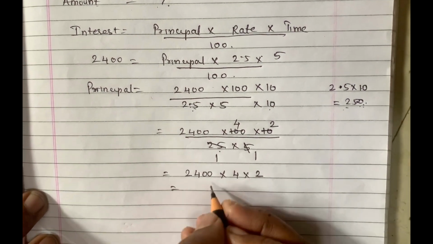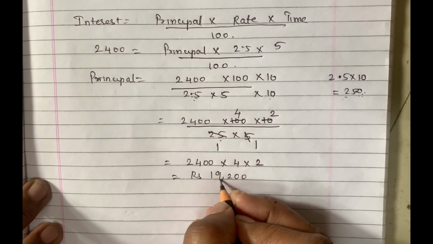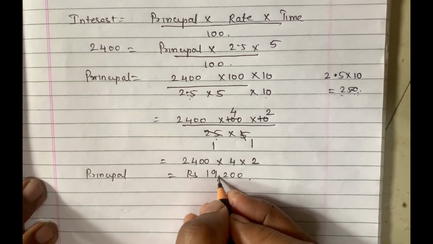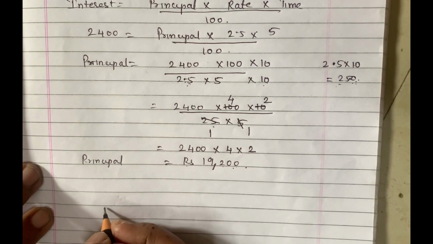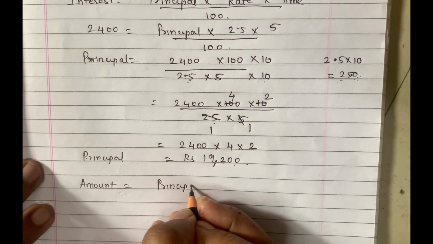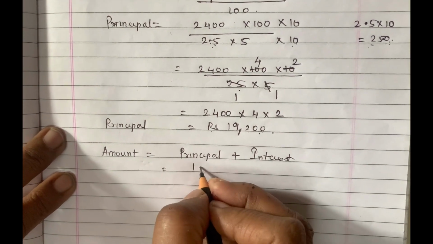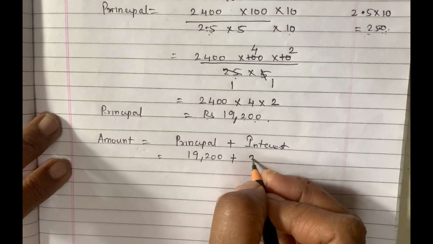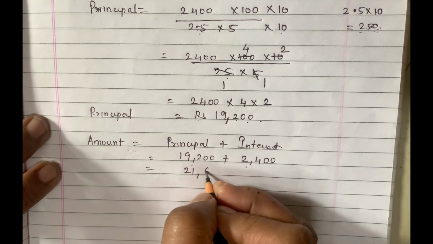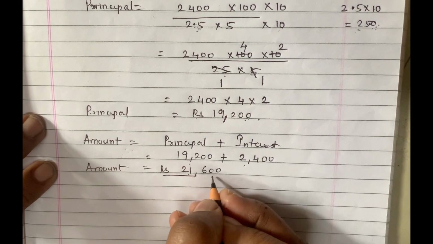So when you multiply these numbers, you will get rupees 19,200. So principal is how much? Rupees 19,200. Now we have to calculate amount also. Amount formula is what? Principal plus interest. What is principal? Now we have calculated, that is 19,200. What is interest? 2,400. So when you add these two numbers, you will get 21,600. So amount is how much? 21,600 rupees.